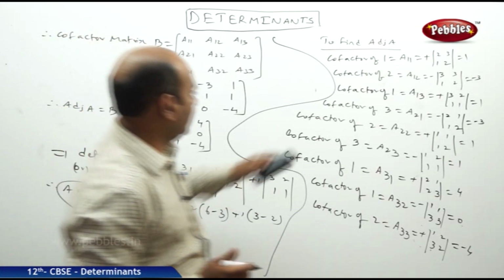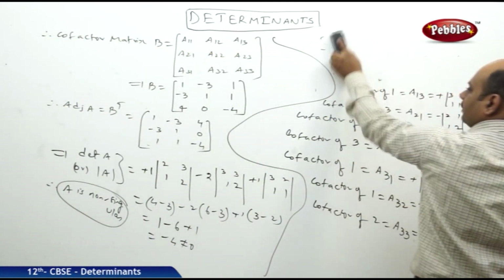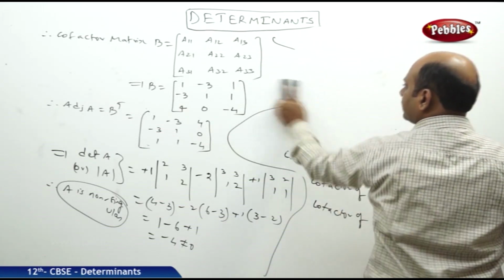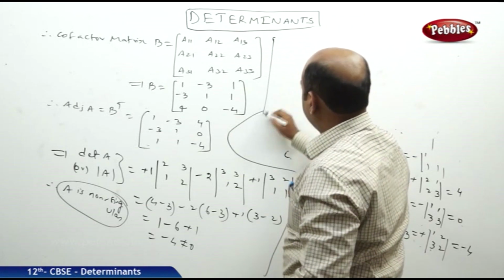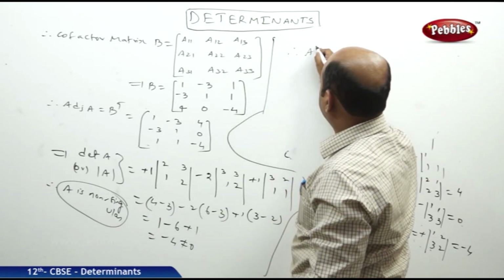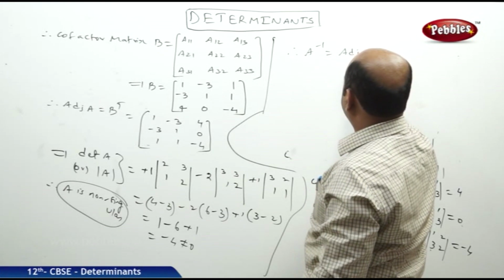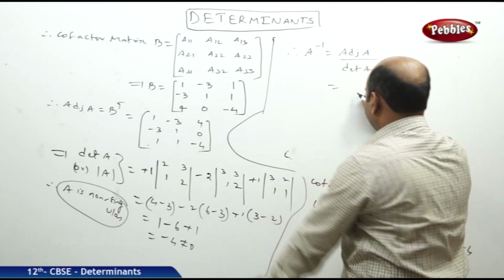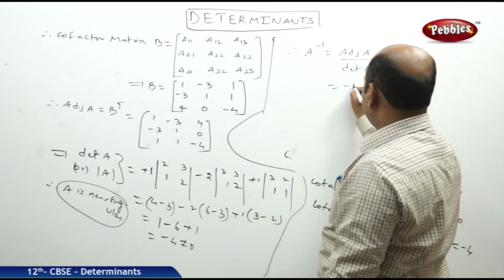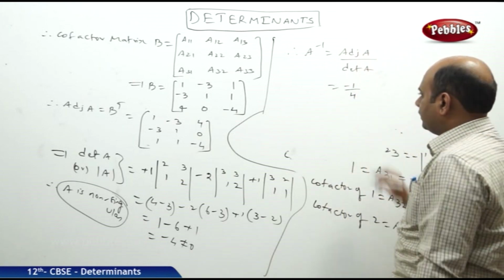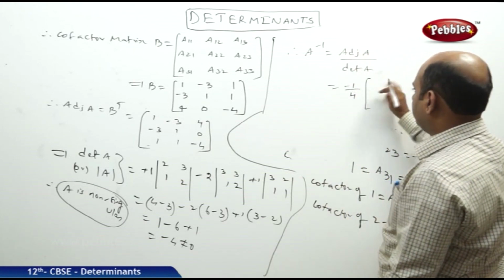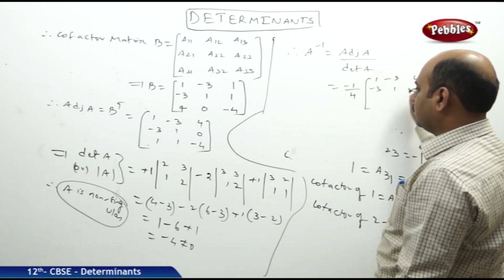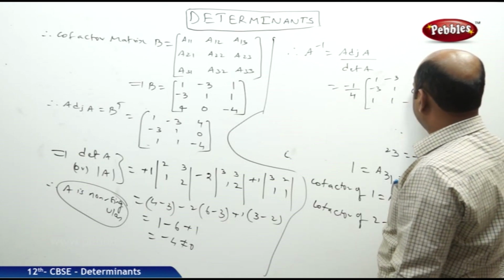Now here I am erasing all these things, but we want to find what? A inverse. A inverse means what is the formula we should apply? A inverse is adjoint of A by det A. But here det A we obtained as minus 4. So outside I'll be writing minus 1 by 4 into adjoint A, which is 1, minus 3, 4; minus 3, 1, 0; 1, 1, minus 4.